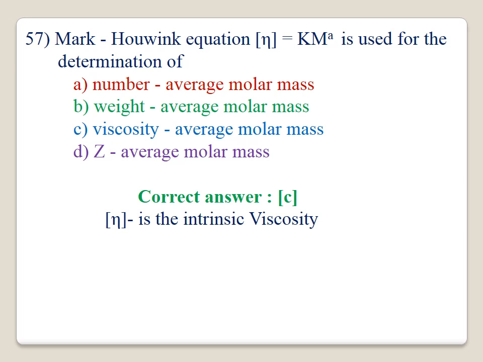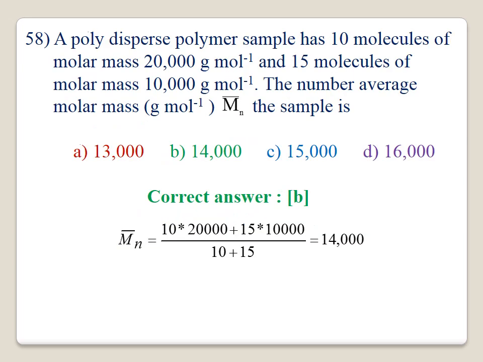57. Mark-Houwink equation. Eta will be equal to K into M power a is used for the determination of. Here, the eta is the intrinsic viscosity. Therefore, it is useful to calculate viscosity average molecular mass. Option C is correct for this question. The correct answer is C.